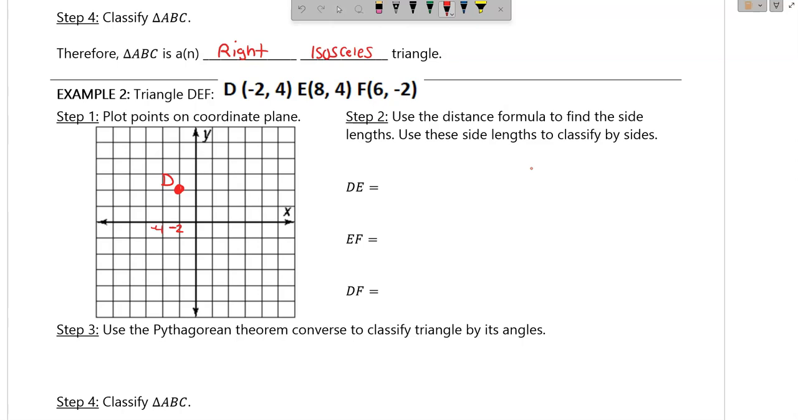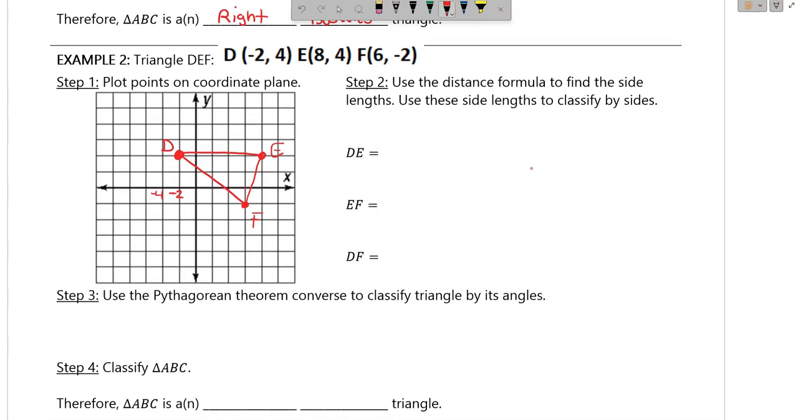For E, we'll go 2, 4, 6, 8, and then up 2, 4. So there's my point E. And then F is going to be 2, 4, 6, and then down 2 here. Now, the reason I really do want to encourage you to plot these points is because this gives you an opportunity to take kind of a guess of what you think this triangle is. So as I look at this, my guess is that this triangle is going to be an isosceles triangle because my theory is that DF and DE are the same. Now, that's my guess. We're going to go and do the math here in a split second and figure that out. I also think this is an acute triangle.